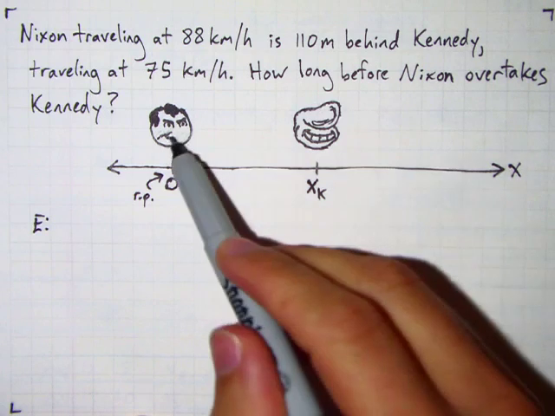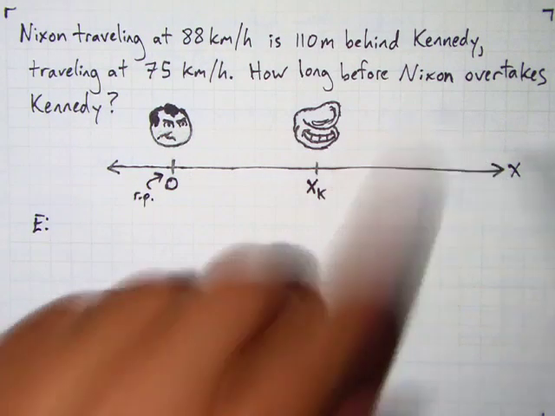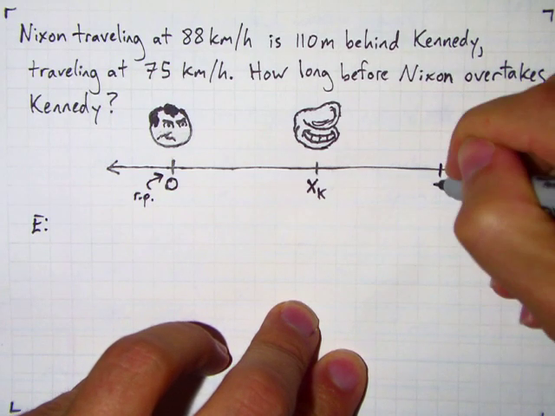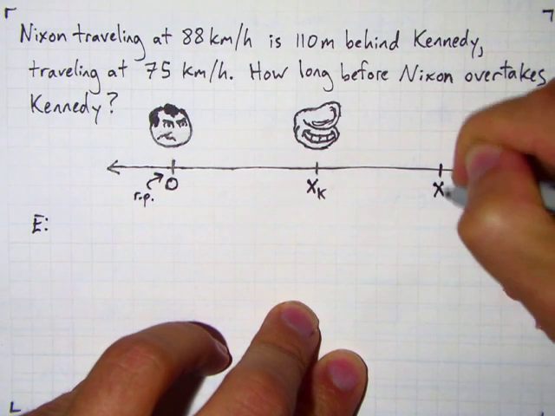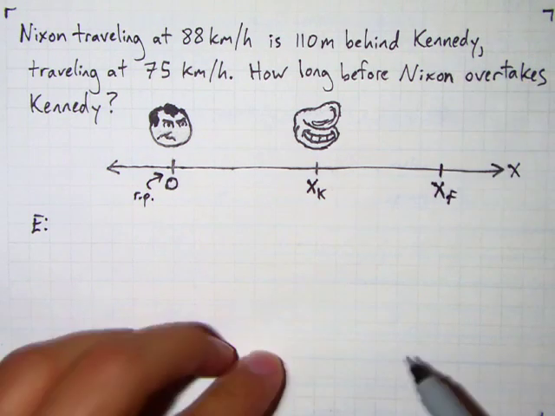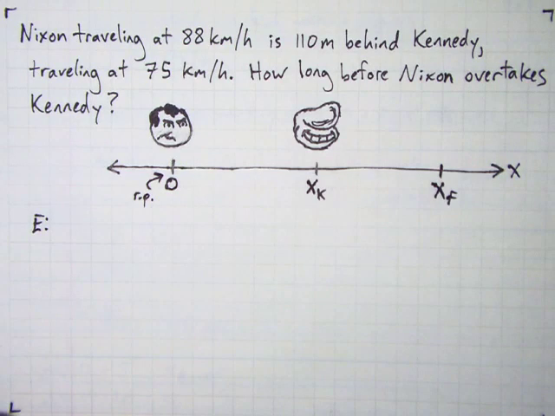And we also know that eventually Nixon is going to catch him. They're going to be moving this way until Nixon catches up. So somewhere over here, we don't know where yet, but Nixon is going to catch Kennedy. We'll call that x_f, the final position for both of them. So they're starting here. At some future time, they're going to meet over here.